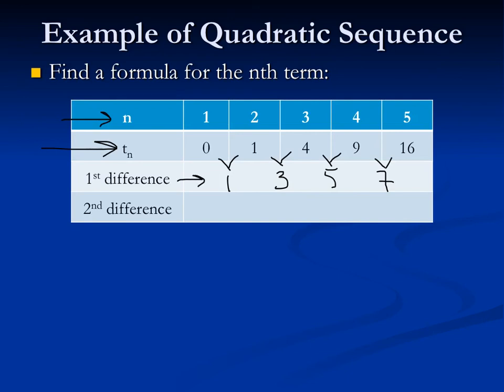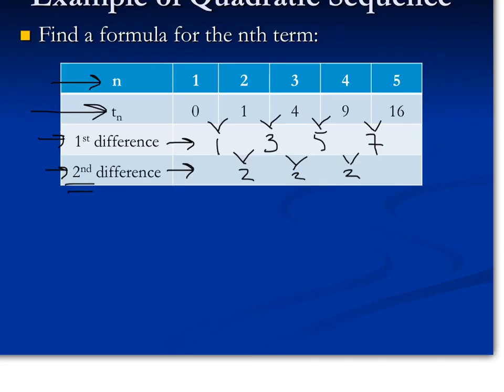Now, I start with this row. I've already done the first difference, and now I want to find the difference of these, which would be the second difference. The difference between these is 2, and these is 2, and these is 2. So now my second difference is constant. It wasn't the first difference, it was actually the second difference. That means since it's second, it's going to be a quadratic sequence.